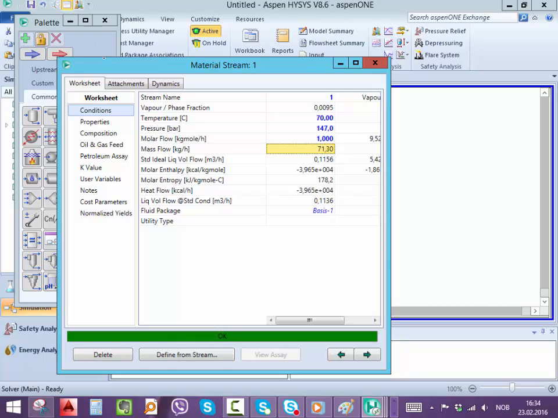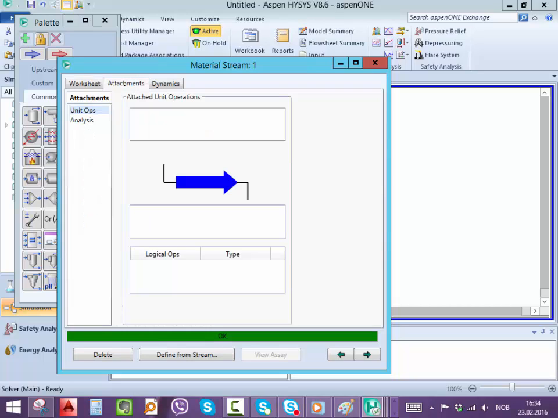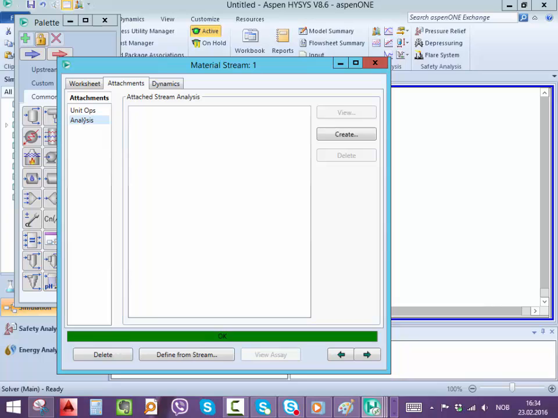So let's do something interesting first, which is to look at the phase envelope. That was actually one of the things that I showed you, how the phase envelope looks. So let's see how the phase envelope looks for this case.